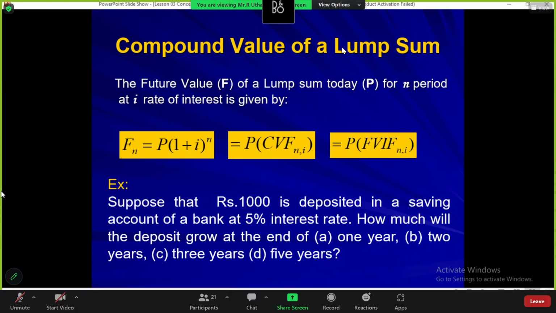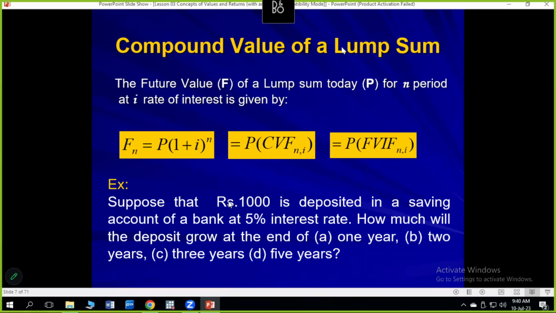You can see an example of how to get the future value of 1,000 rupees deposited today in a savings account at a 5% interest rate. At the end of a year, you can have a future value, and then at 2 years, 3 years, and up to 5 years. You can find the future value of a lump sum at any number of years using this formula.